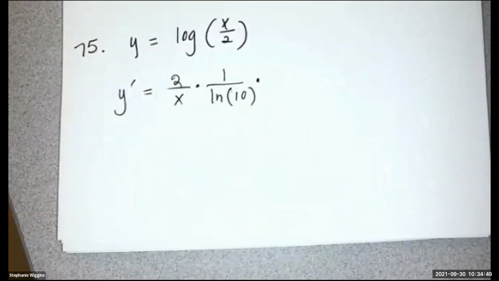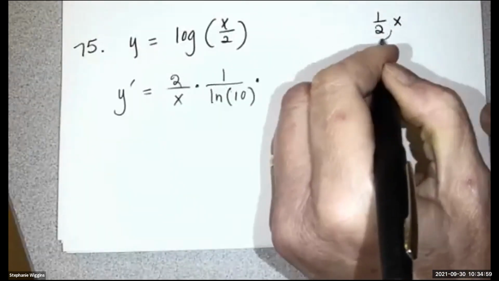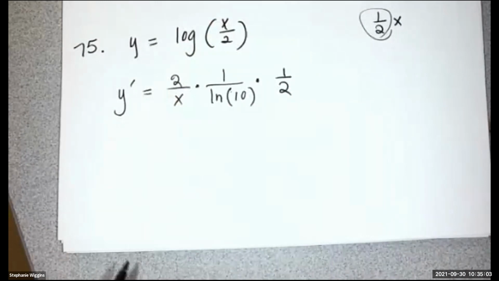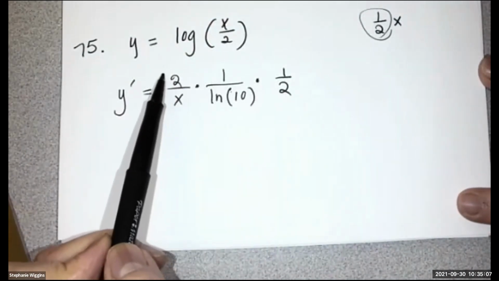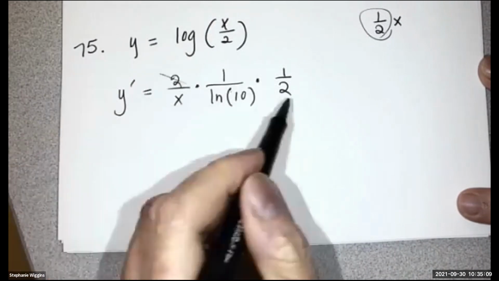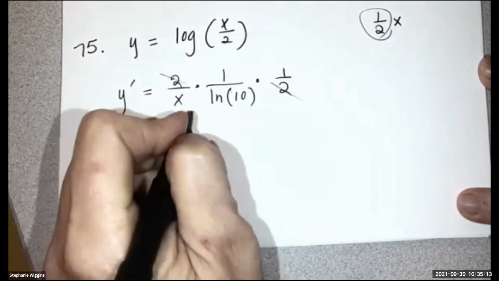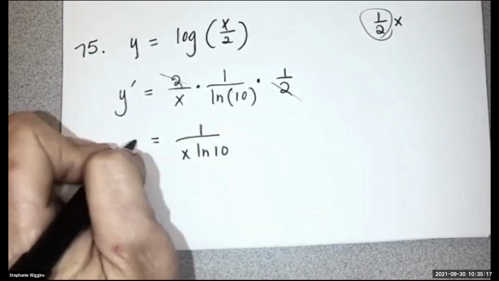And then finally, you want to multiply by the derivative of what's inside. Well, the derivative of x over 2, think of this as 1/2 times x. So the derivative is just the constant 1/2. And you can see the 2's are going to cancel here. So the derivative of this is just going to be 1 over x natural log of 10.